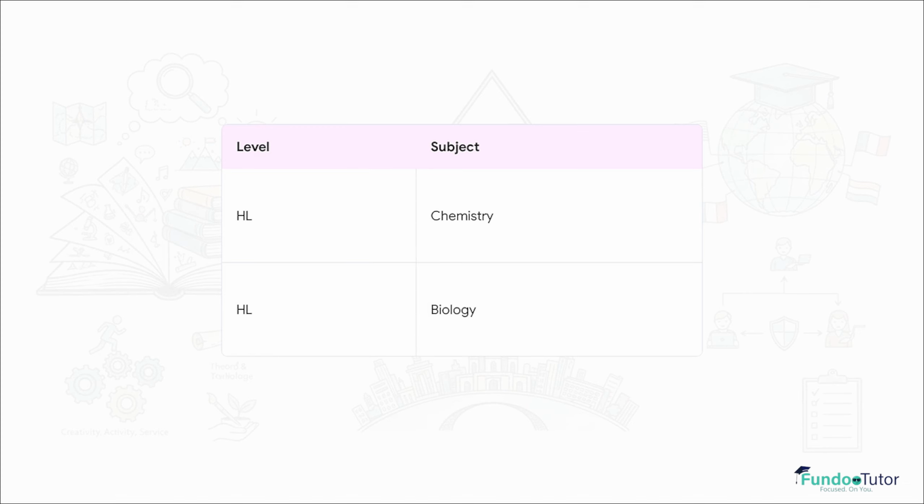Okay, what about a future doctor? This is a perfect example of where you'd use that trick we talked about earlier and drop the arts subject. To get into medicine, the gold standard combination at higher level is almost always chemistry and biology. That's the combo that opens nearly every door to med school.